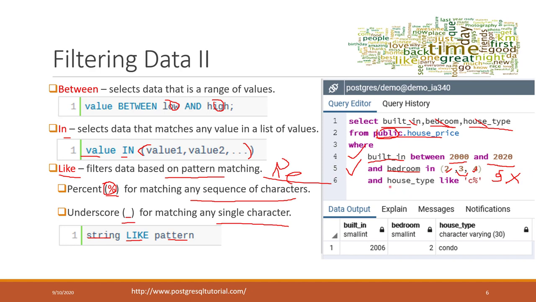My third condition is that the house type will match this pattern. This pattern means that the house type will start with the letter C, and the percentage stands for any sequence of characters. So after the C, you can have any number of characters, as long as you start with C. That is my third condition.